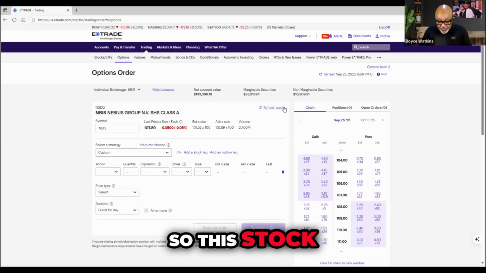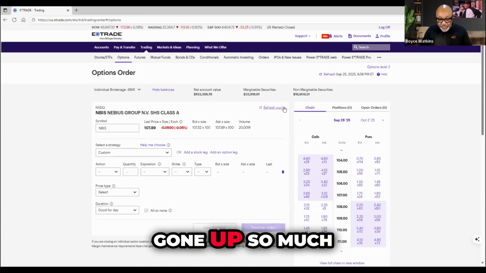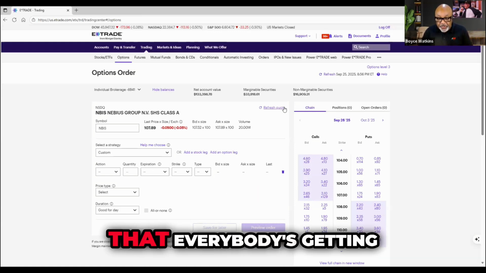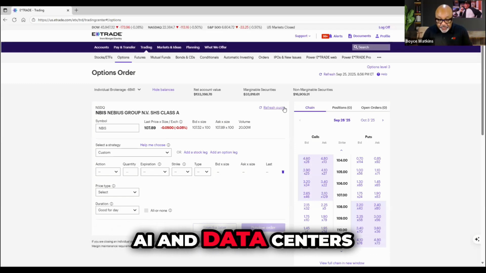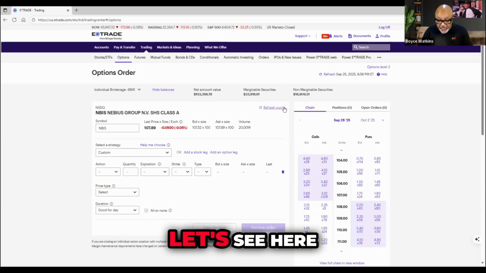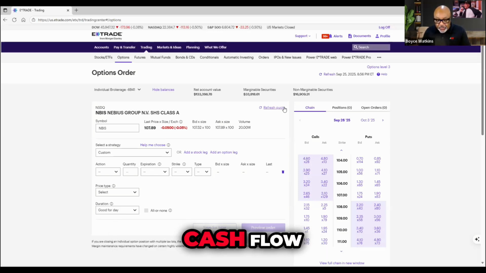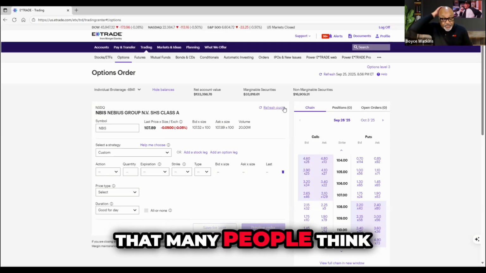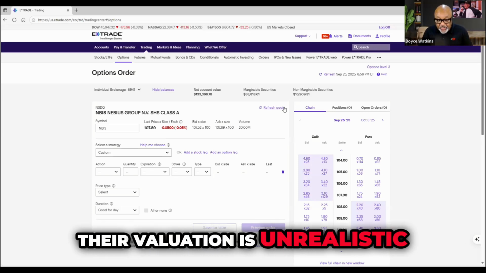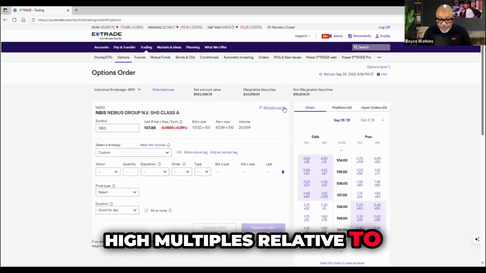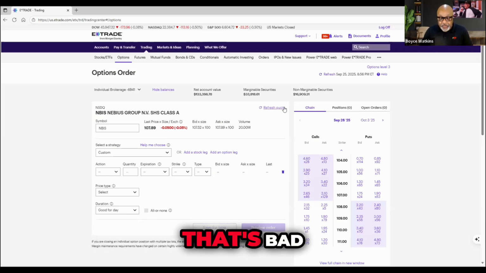Okay, so with this stock, one big risk is that the stock has gone up so much, and there's a risk that everybody's getting carried away with AI and data centers. Let's see here. They just raised a lot of capital, which helps them with cash flow. Okay. The bear case is that many people think their valuation is unrealistic, trading at really high multiples relative to the current revenue. That's bad.